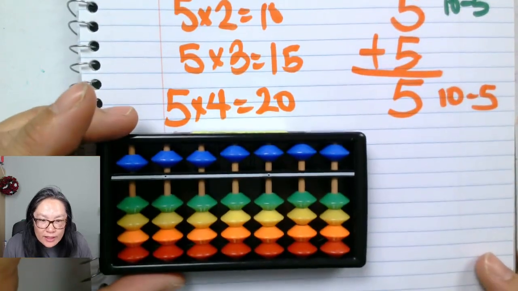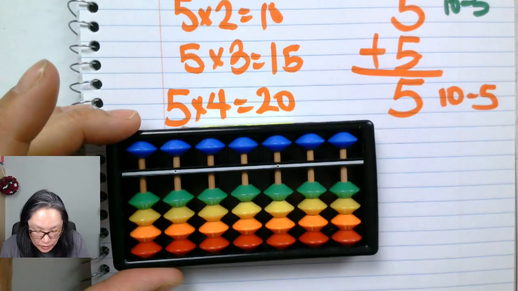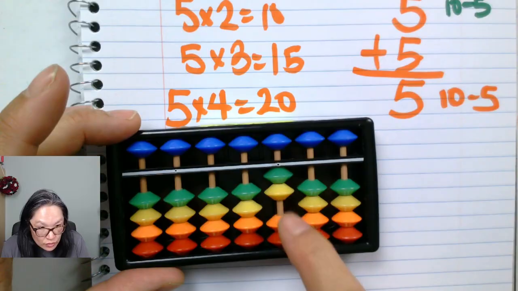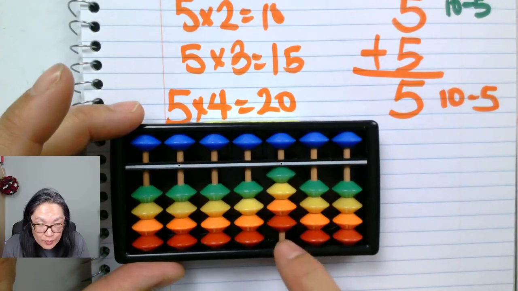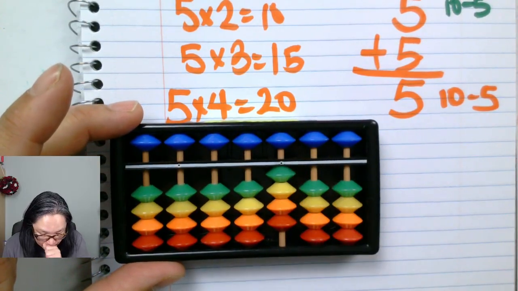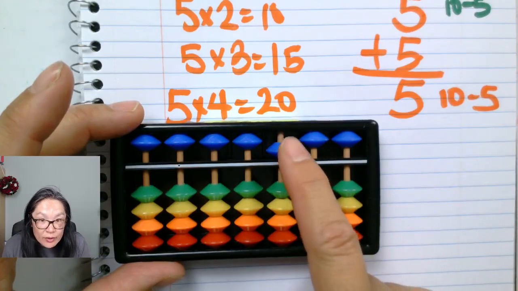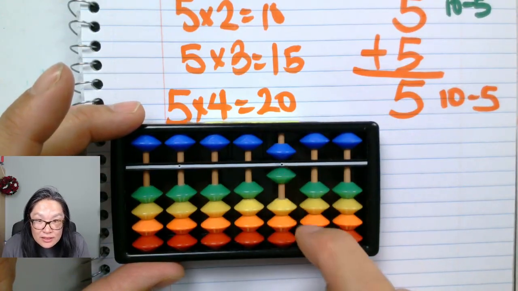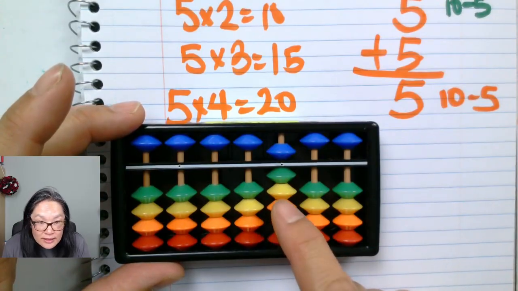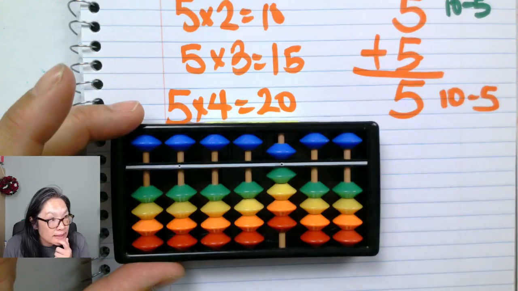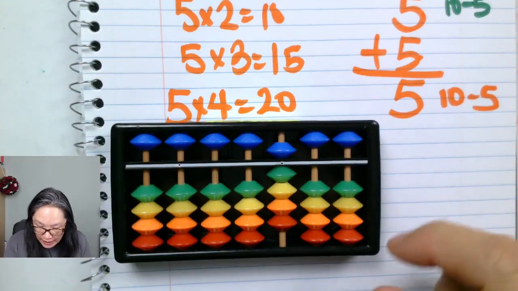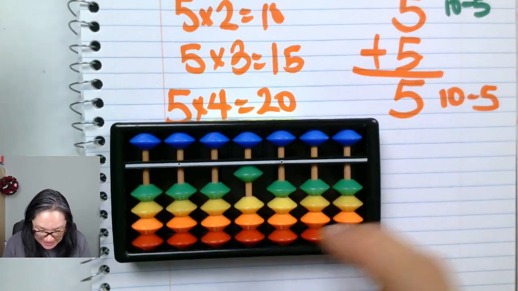Let's do a review for Faith. So here, we're going to do 1, 2, 3, 4. Anytime the beads are touching the horizontal bar, this is 4. The top bead will always be a value of 5. And then we have 6, 7, 8, and then 9. After 9, this is 10.